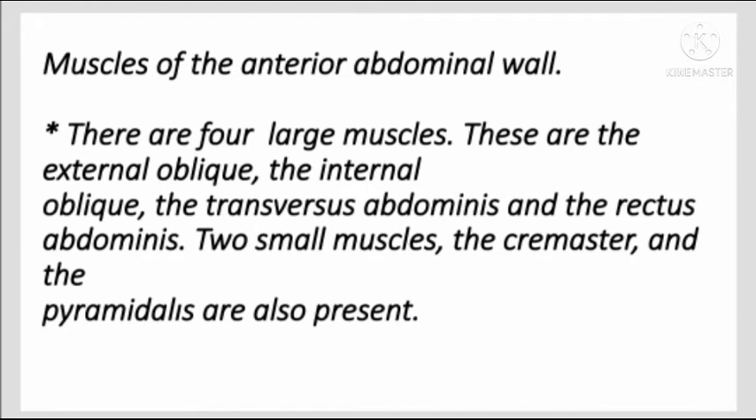Muscles of the anterior abdominal wall. There are 4 large muscles. These are the external oblique, the internal oblique, the transverse abdominis, and the rectus abdominis. 2 small muscles, the cremaster and the pyramidalis, are also present.